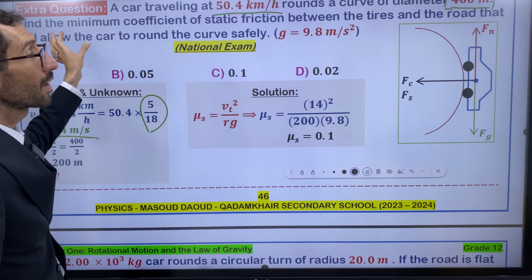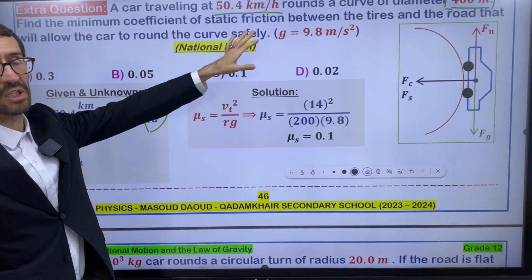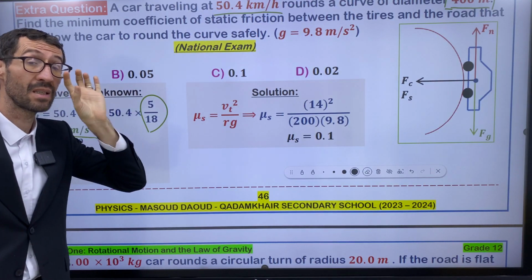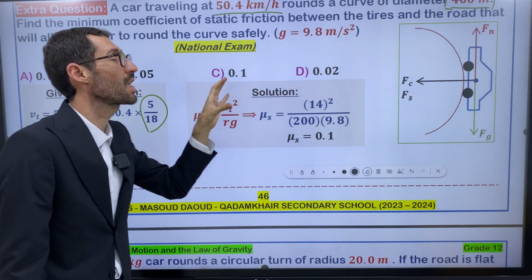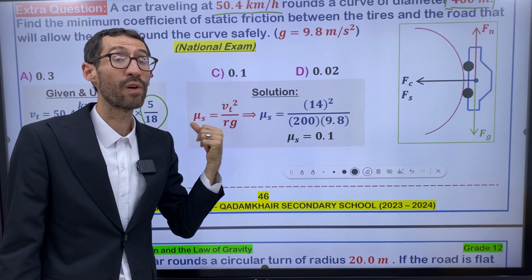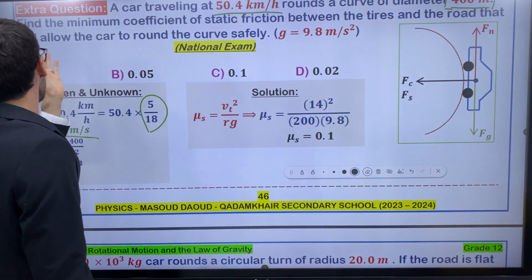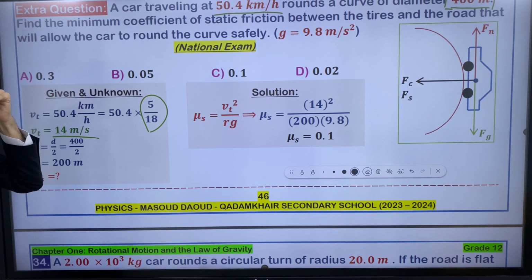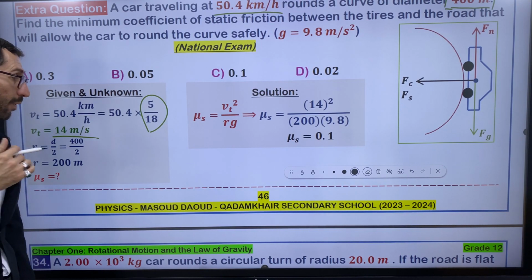Let's read the rest of the question. It says, find the minimum coefficient of static friction. What's the meaning of minimum coefficient of static friction? It means mu s. We look for mu s between the tires and the road that will allow the car to round the curve safely. I wrote a rule for you last lecture.